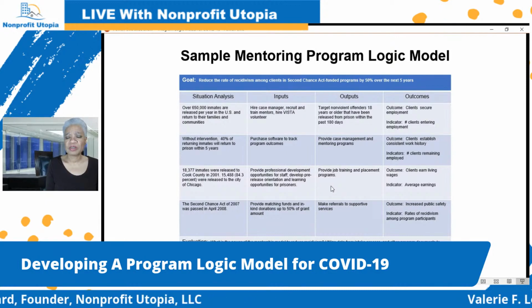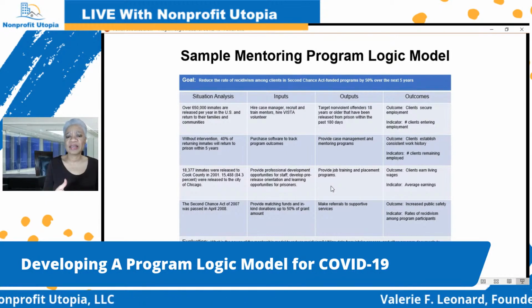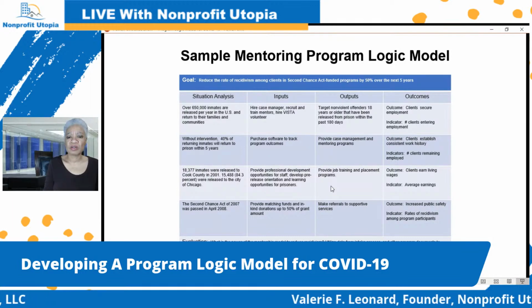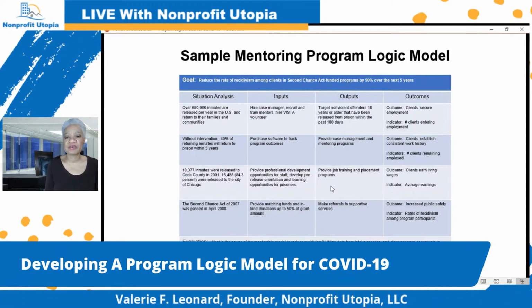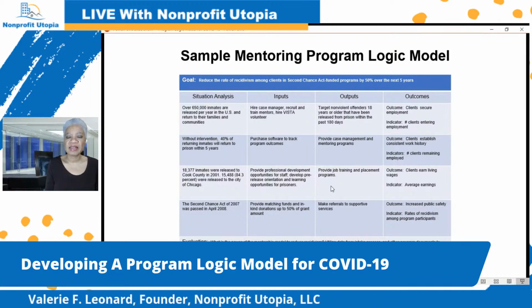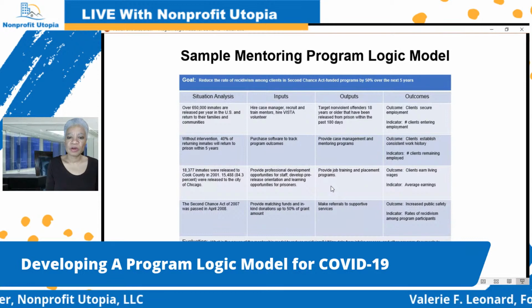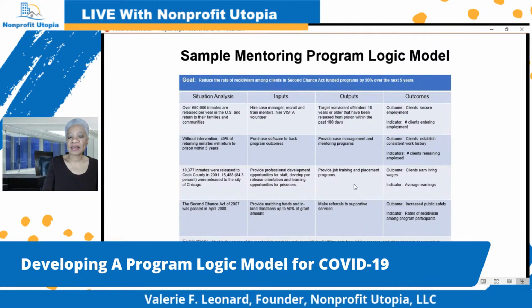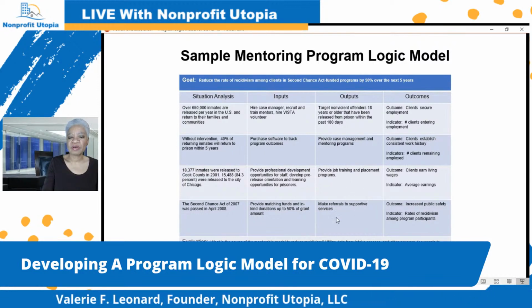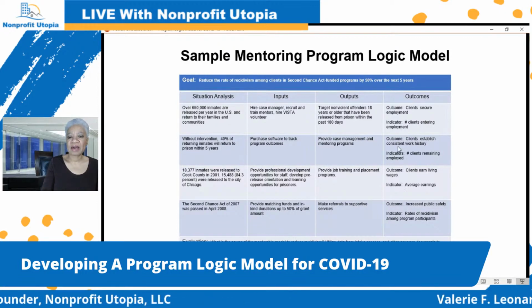The outputs, so what are the activities we're engaging in? Our target is nonviolent offenders who are 18 years and older, and they had to have been released within the past 6 months. We're going to provide case management and mentoring programs. We're going to provide job training and placement, and we're going to make referrals for them.